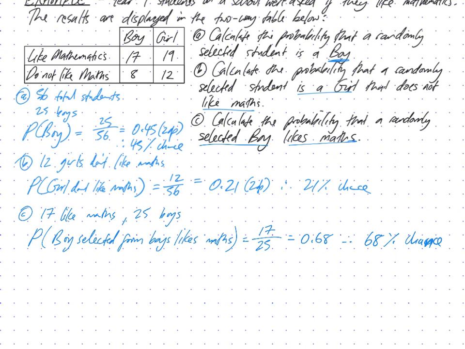So that's just an example of finding experimental probabilities from two different kinds of tables.